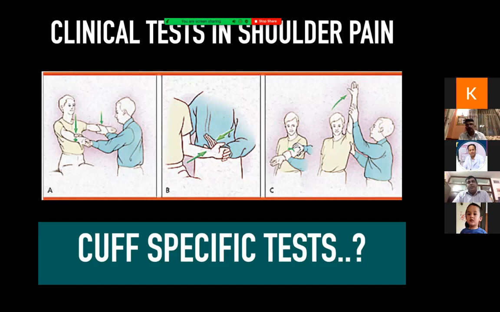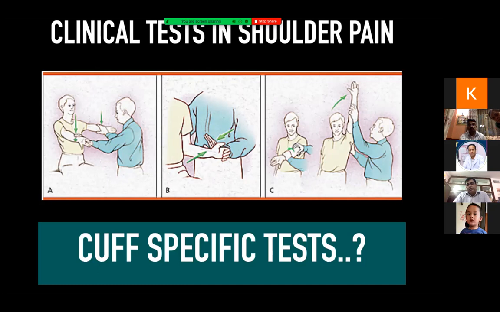Because teres minor involvement, in my practice, is very infrequent. Most of the time it is supraspinatus and infraspinatus, and these things come in MRI also. If my clinical diagnosis is this, the MRI also matches with that.